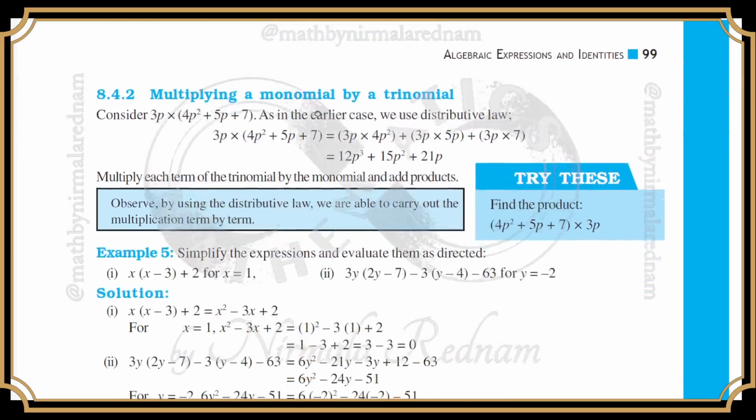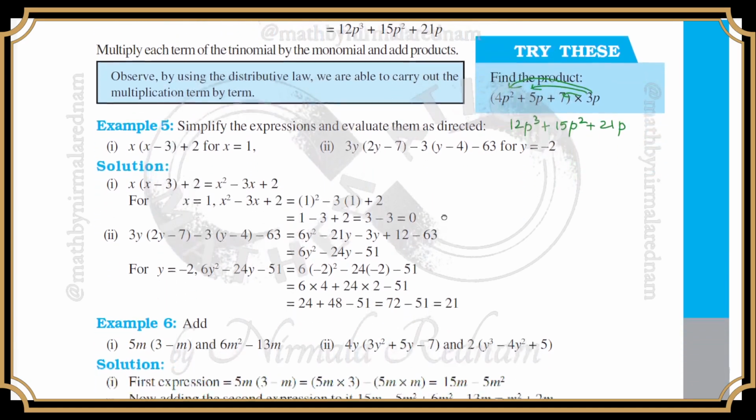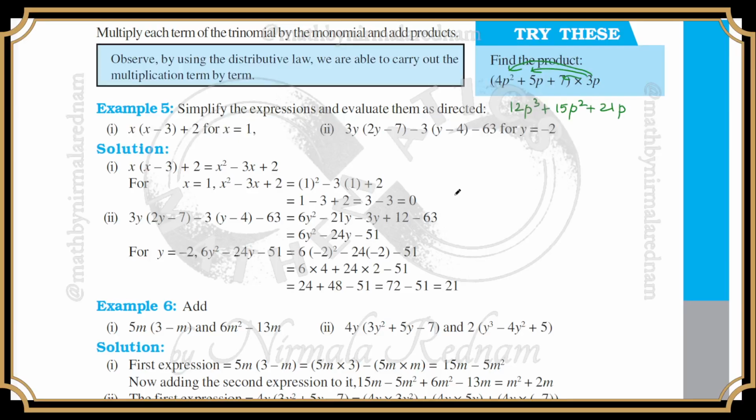So instead of a binomial, if I have a trinomial, it's simply a plus b plus c. So 3 times you're going to multiply. For example, if you have this sum, what you're going to do is 3p into 4p square is 12p cube. I have a plus sign. 3 into 5 is 15p square, right? And 3 into 7 is 21p. So that will be your final answer. So this is how you're going to find the product of a monomial by a polynomial.